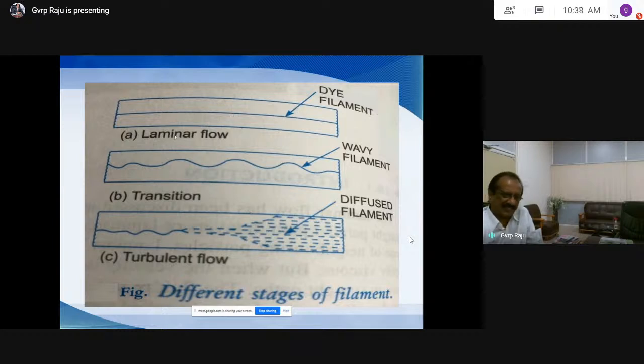You can expect a laminar flow in nature when the velocity of the water is very low, when the water is flowing through a small diameter pipe with a low velocity. That is an example of laminar flow. You can see here, this is the straight filament, which has not shown irregularities.